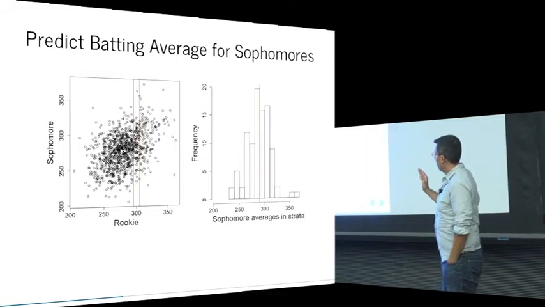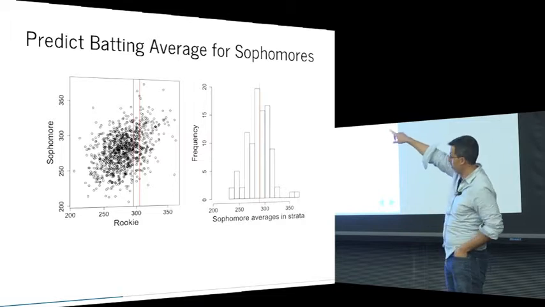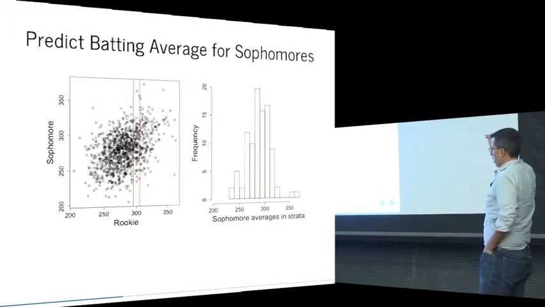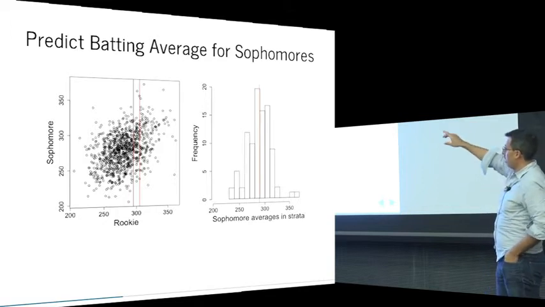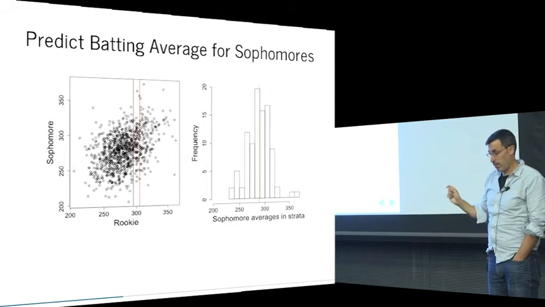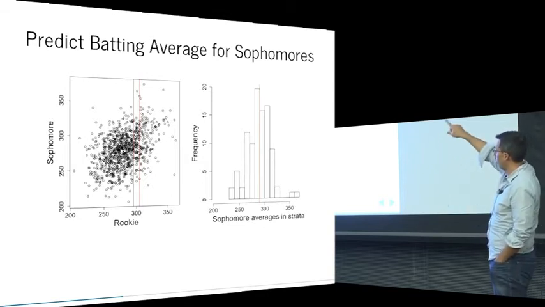So you see how it moved slightly to the right because there's correlation. There's a relationship between those two. There's some predictive power, and we can do the same thing again. Now for that group of batters that hit 300, we can then take the average of them, and that also looks normal.